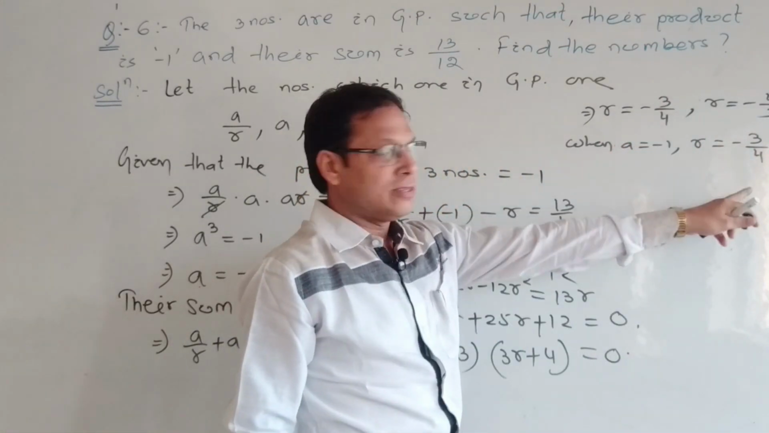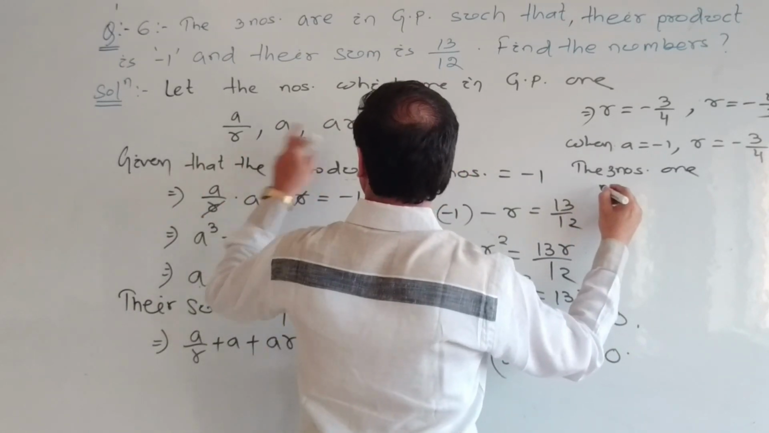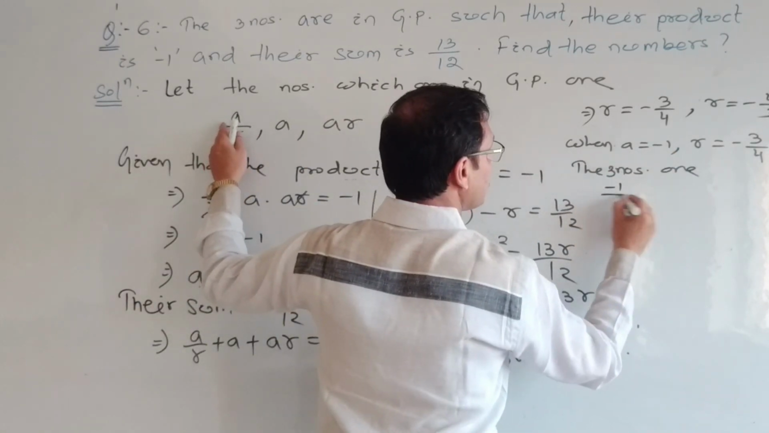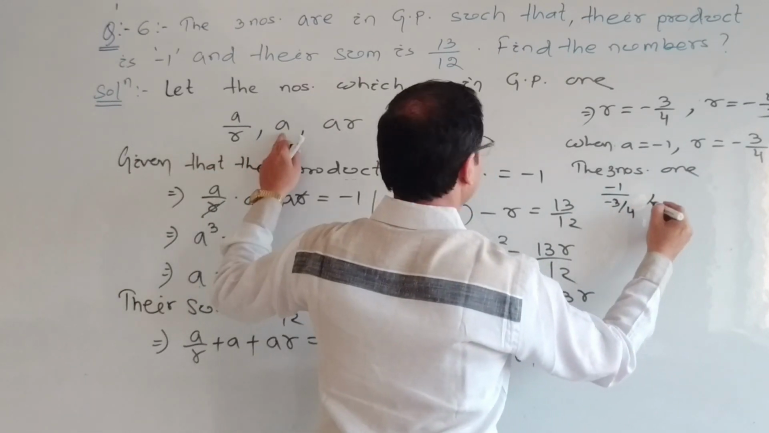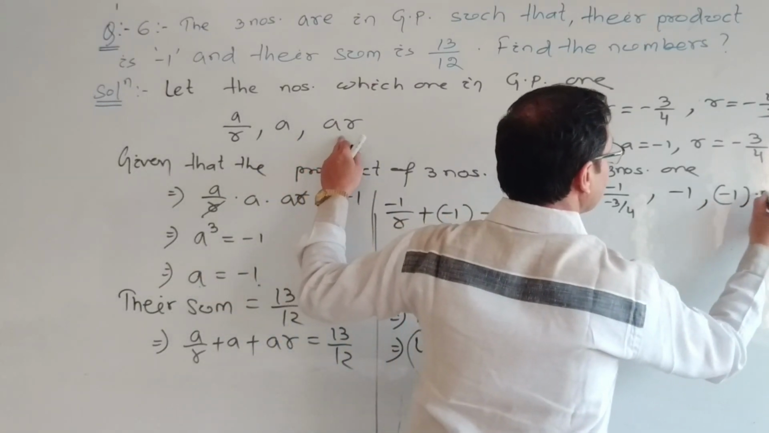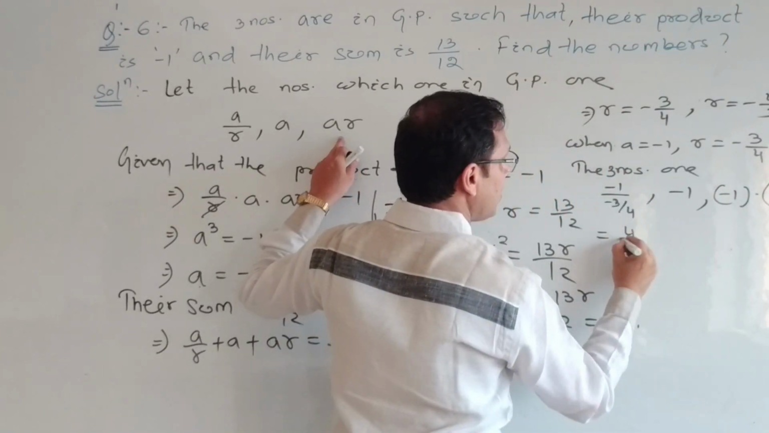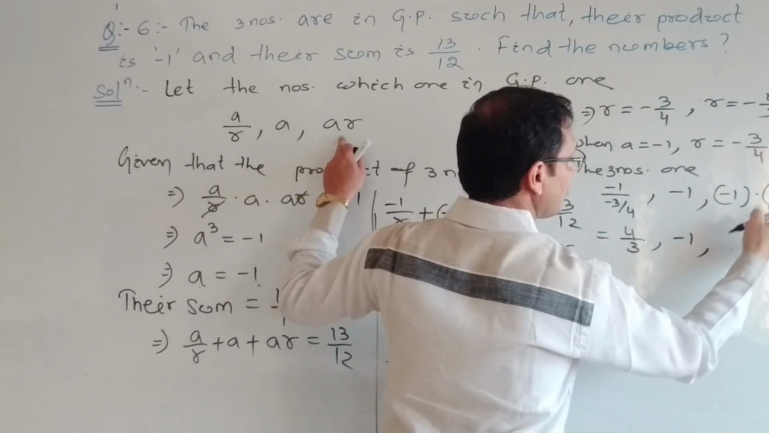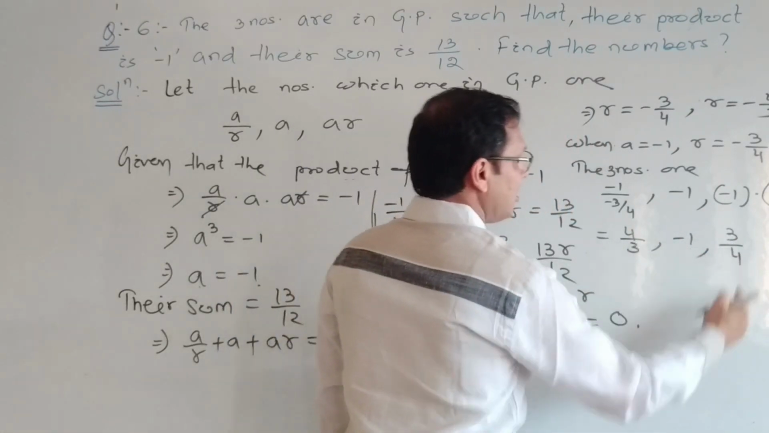First R is taken, then you will take A by R, A, AR. A by R means minus 1 by R, that is minus 3 by 4, and A means minus 1, and AR means minus 1 into minus 3 by 4. That is nothing but 4 by 3, minus 1, 3 by 4. These are the three numbers.